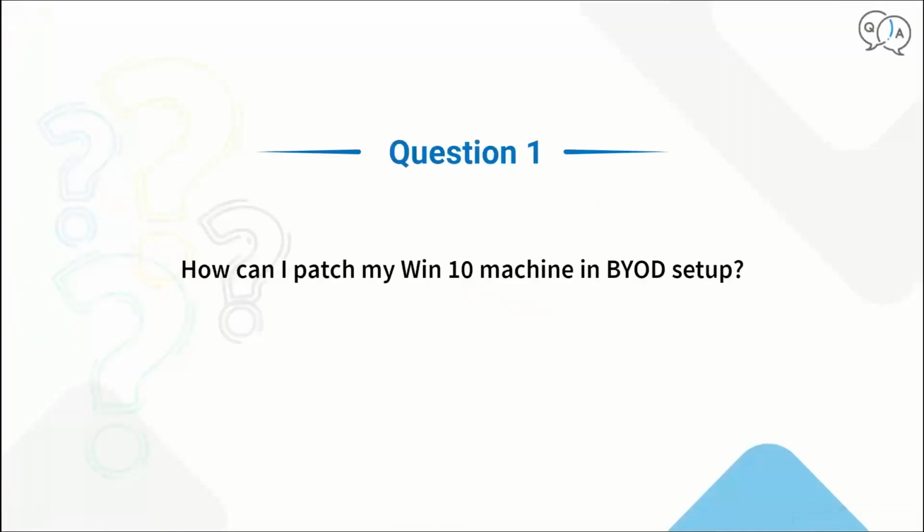How can I patch my Windows 10 machines in a Bring Your Own Device setup? So first, we need the essential component, which is the Desktop Central agent. So once it is installed, we will now decide whether the machine is within the network or not. And as you know, if it's not in the network, it would be connecting through a secure gateway server. And if it's within the network, it would directly contact the central server, through which we can apply the configurations.